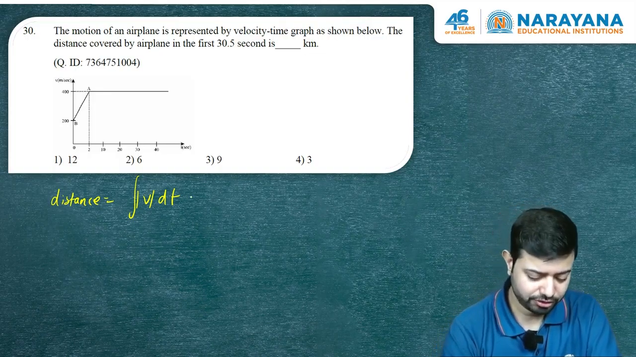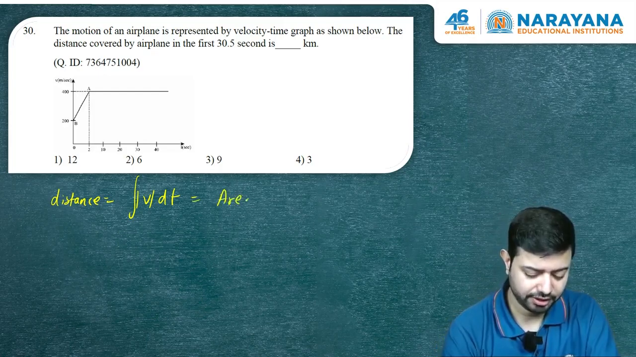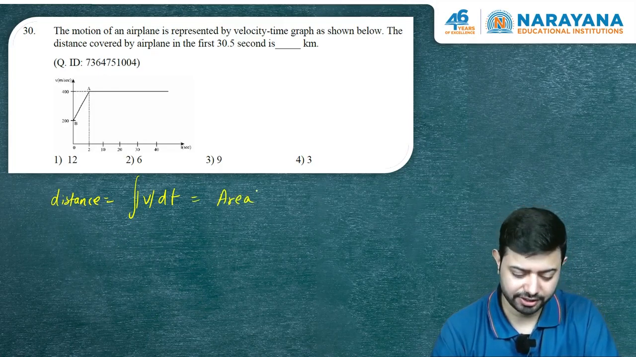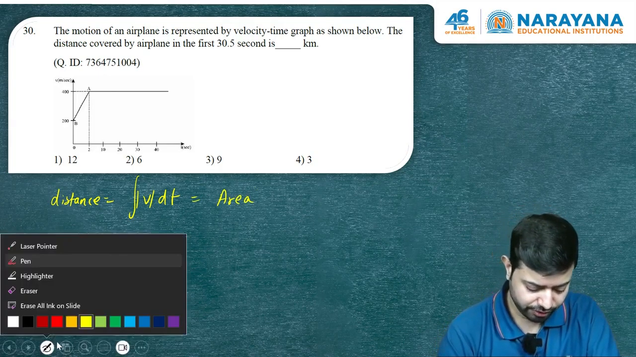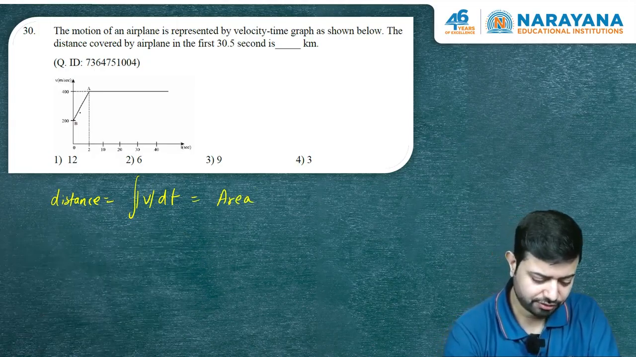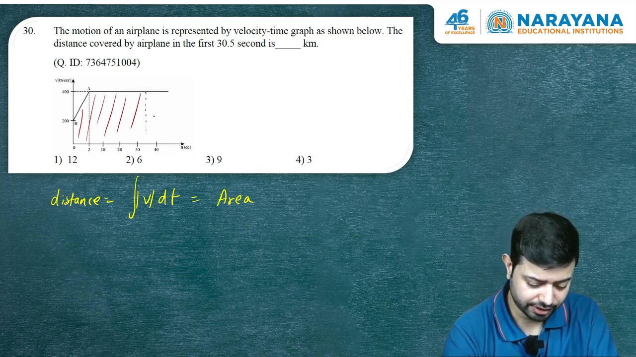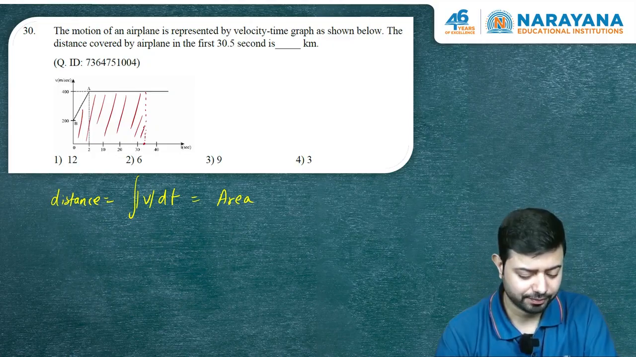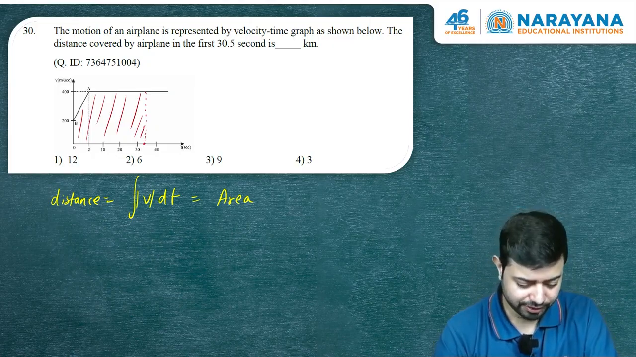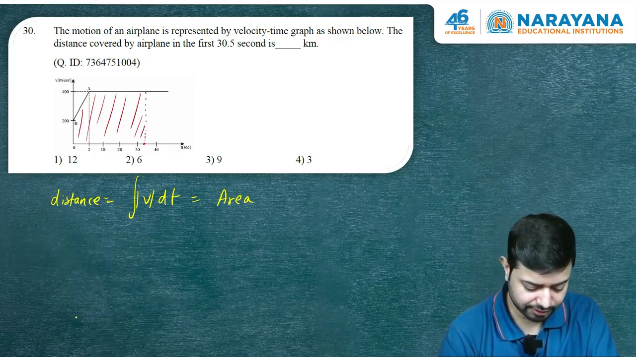So what you have to do is just find the area under the graph. Integration represents area simply. So what will you do here? You have to consider this full area, up to a time interval of 30.5 seconds. Somewhere, let us say, it is here at 30.5, so you have to consider this full area. Let us move forward and have a look at how we can get this area.